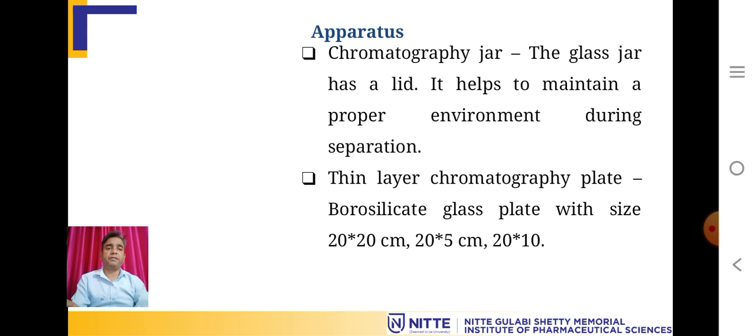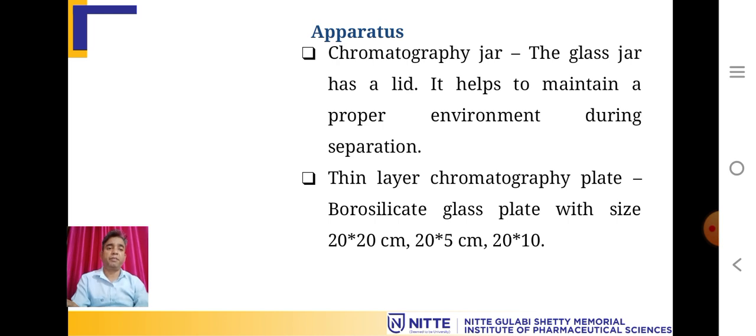So what are the apparatus? When you look at the apparatus used for the separation, it is a chromatography jar and a thin layer chromatography plate. Basically, a jar is needed where the plate has to be placed, or where the stationary phase has to be put into the column, right? It is basically made of glass, with a cover or lid. And what you need to attain here is an equilibrium, right? The science of equilibrium we will study when we deal with paper chromatography or TLC, why the chromatography jar should be covered, and why the equilibrium has to be maintained.